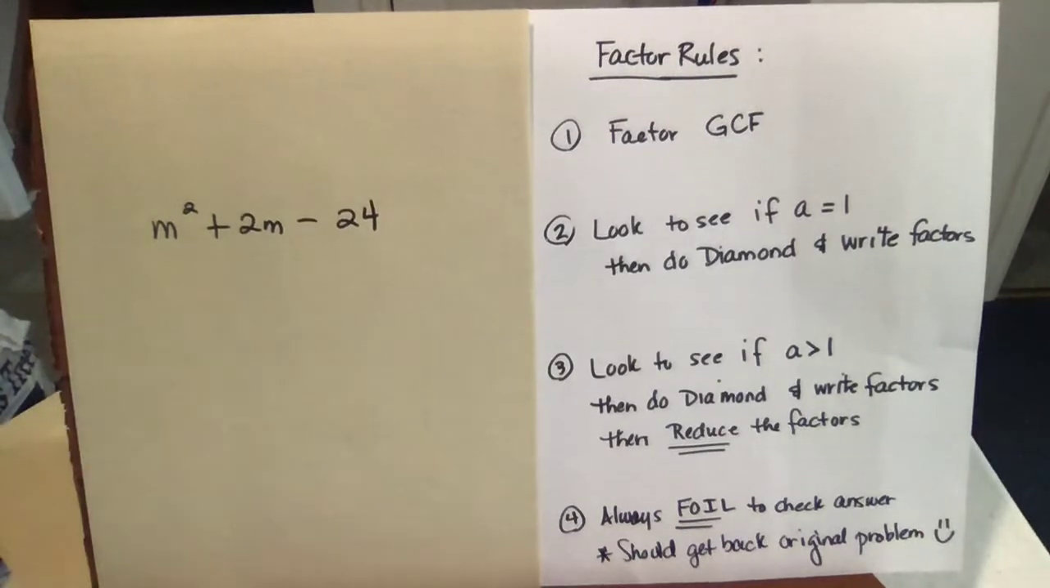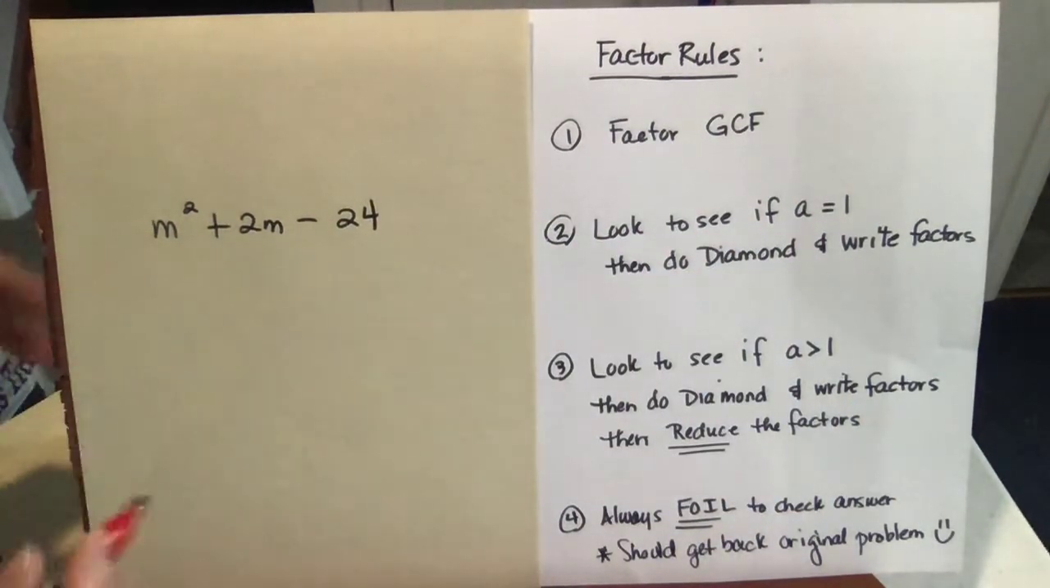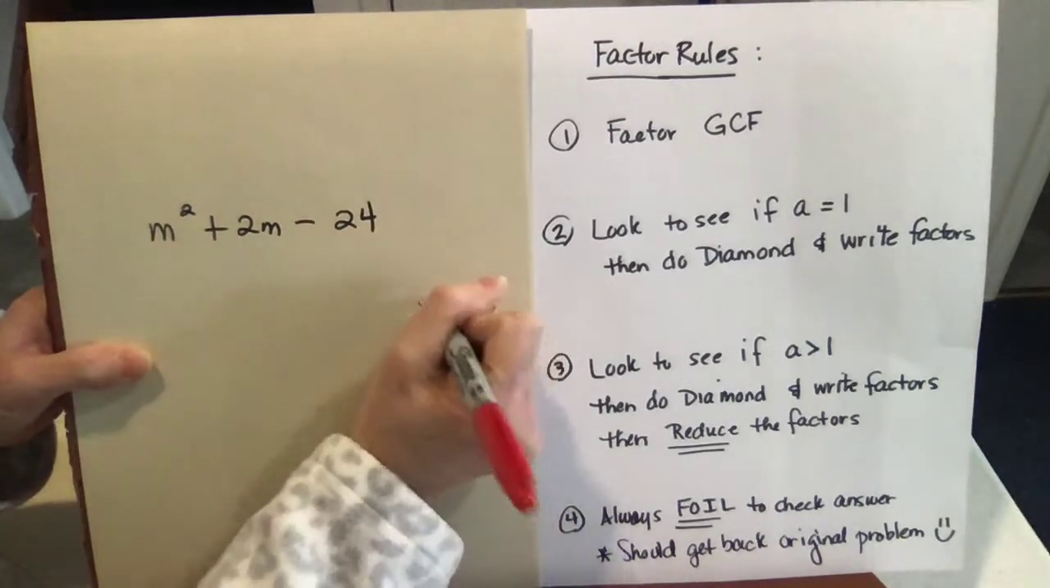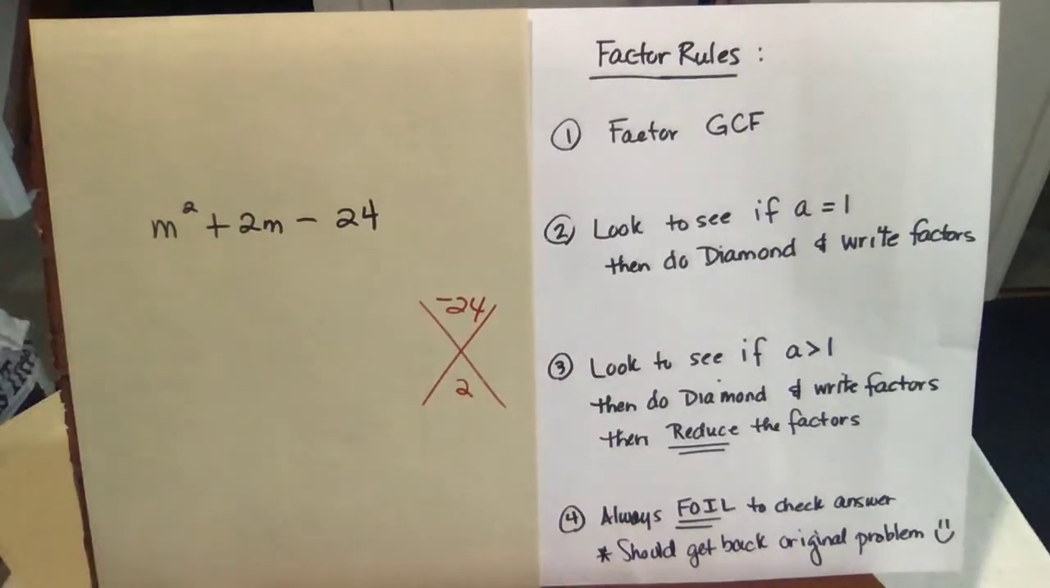Okay, so now we're going to look at m squared plus 2m minus 24. So again, we're looking for GCFs. We don't have any. A is 1 because the coefficient from the m squared is 1. So we start the diamond. 1 times negative 24 is negative 24. Positive 2 goes in the bottom of the diamond from our middle term. We're now going to complete our diamond.